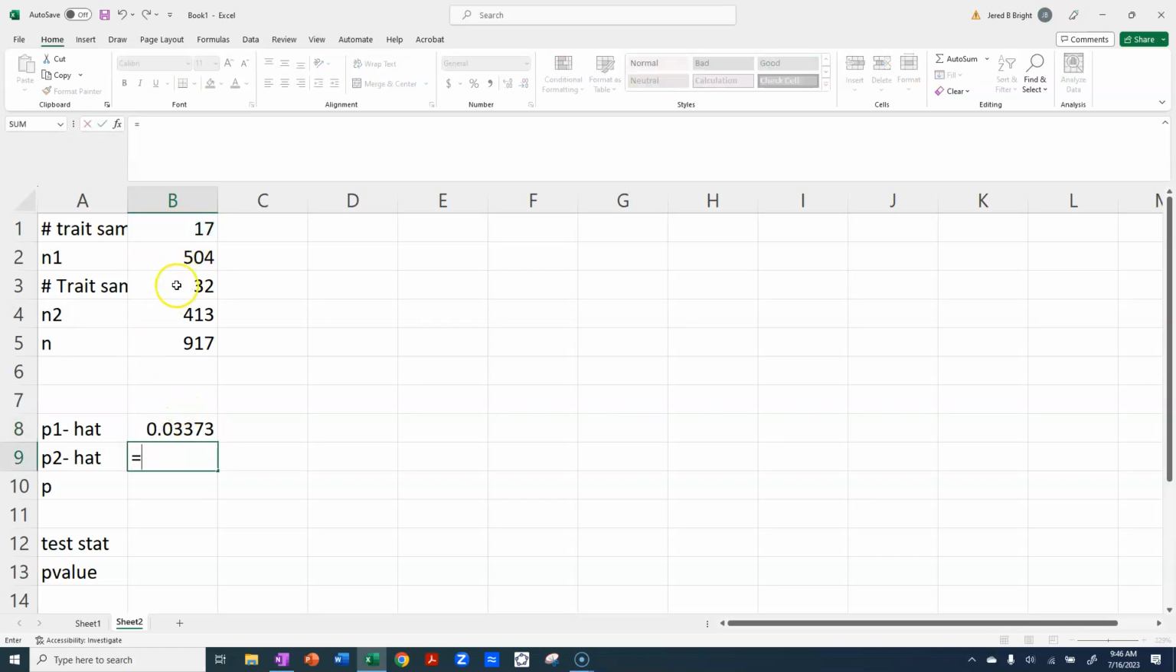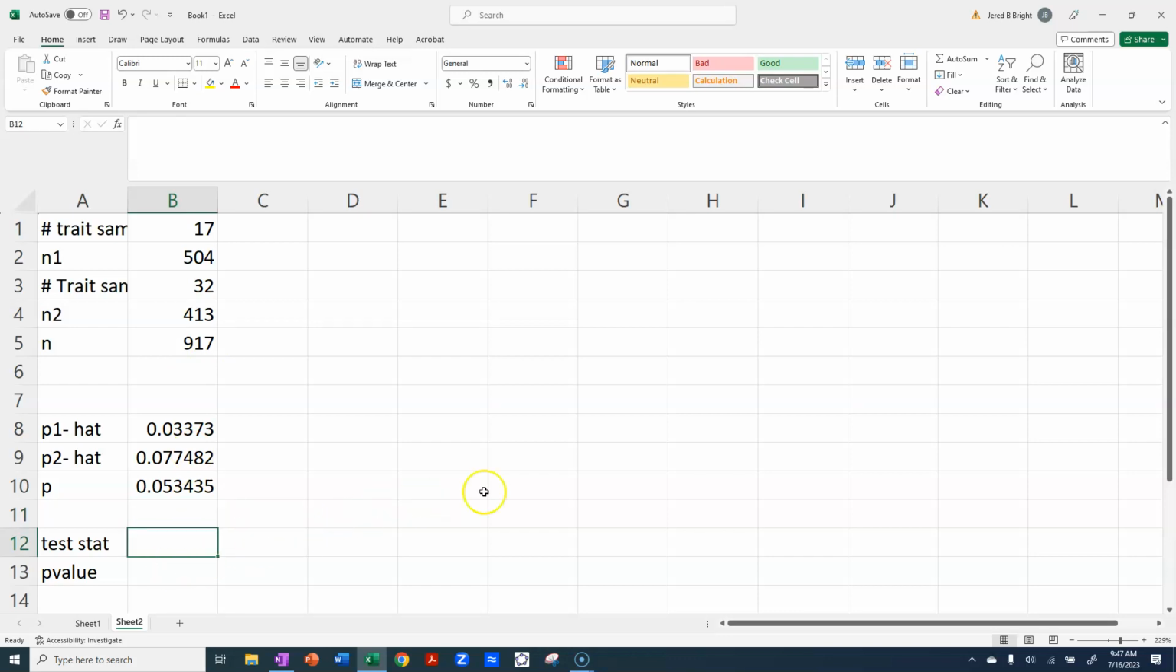Okay, P2 hat is the number with the trait in sample 2 divided by the size of sample 2. Then we need our pooled proportion, which would be the total number that have the trait. We can do this by hand and get 49, or we can just take the total number of people that had the trait out of our total number of people sampled. Okay, there's our pooled. Now I'm going to go ahead and calculate the test statistic.